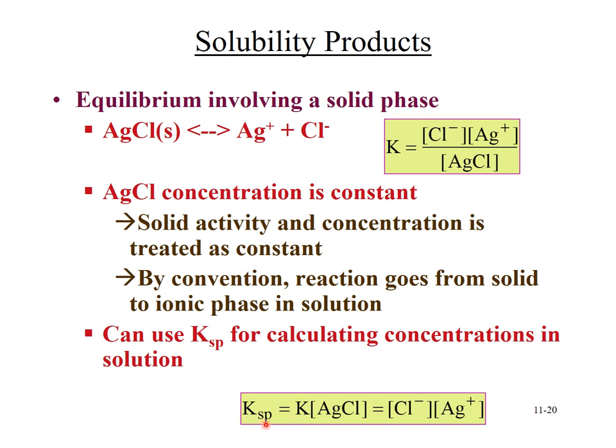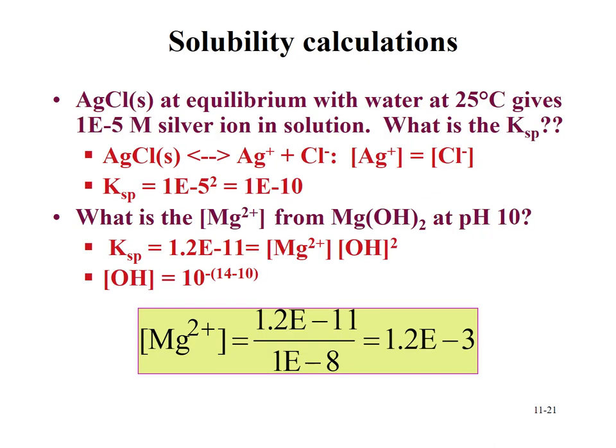It's often written as K with a lowercase sp, and that's equal to the concentration of the ions that are produced in the dissolution of the solid. One can evaluate solubility products, for instance, by taking some of the solid and dissolving it. So imagine that we have some silver chloride, we put it into some water, and we measure at equilibrium that the silver ion concentration is 1 times 10 to the minus 5. Imagine we did this with an ICP-AES. The question is, what's the KSP?